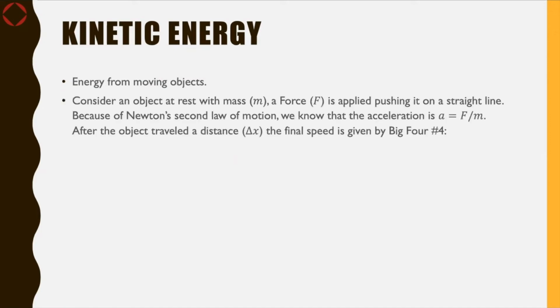Now that we know that potential energy arises from the position of the object, we get to kinetic energy. Kinetic energy arises from the motion of the object. Kinetic has the same root word as kinematics, kinema, motion. So moving objects, kinetic energy. Now I will explain where the formula comes from. This is only for you to know where the formula comes from.